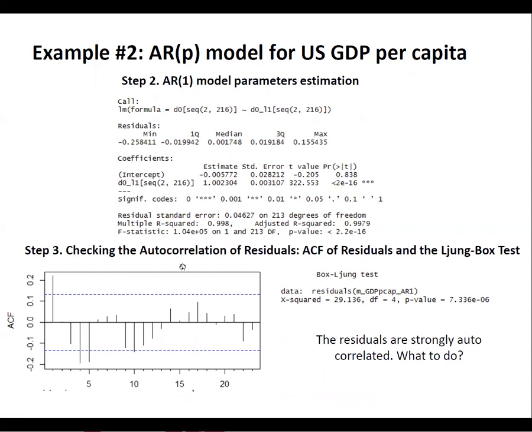And now we check the autocorrelation of the residuals and see a significant first lag, a significant fourth lag, and a significant fifth lag. And the Ljung-Box test indicates that the residuals are strongly autocorrelated. That is, the probability of making an error by rejecting the hypothesis of the absence of autocorrelation is 0.